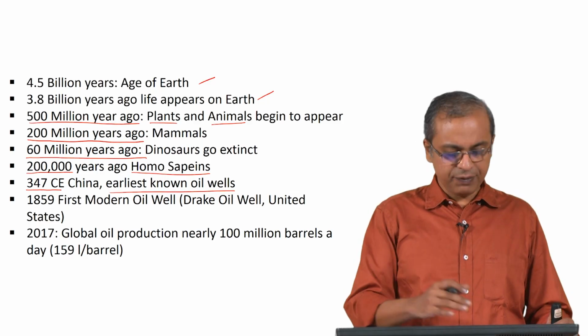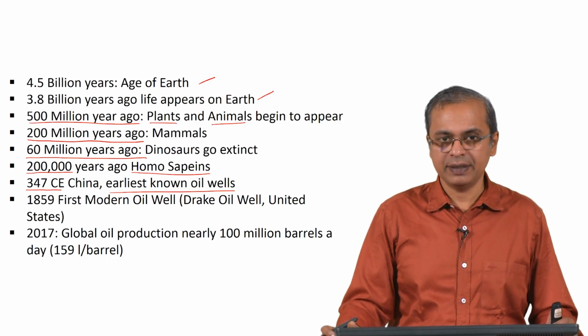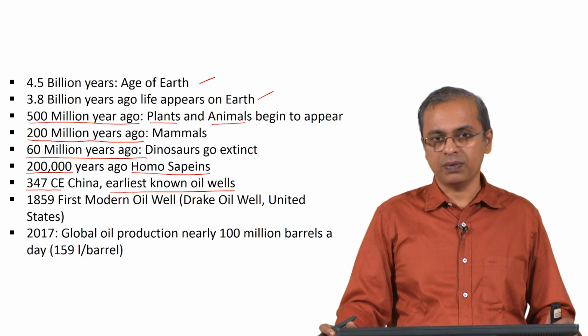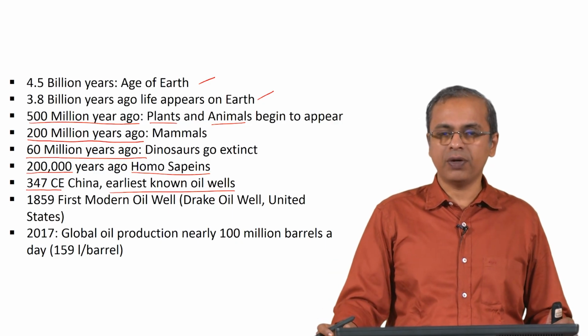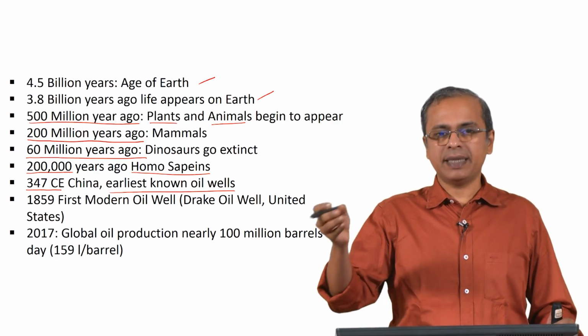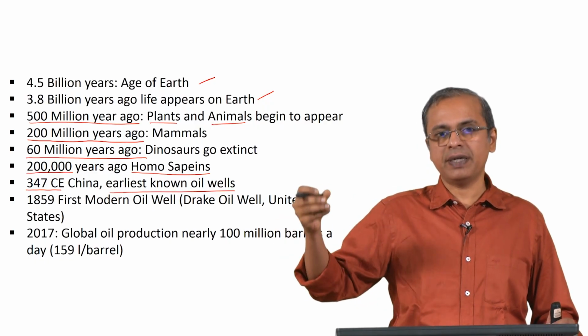So, after about this time of about 350 CE, which is when this sort of little bit of a primitive oil well was put together, people have been extracting oil in this primitive sense at various locations.